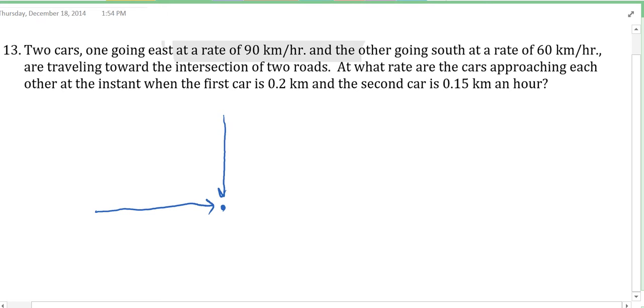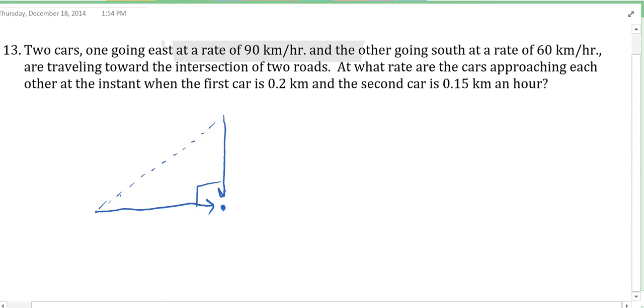Yeah, so I'm just tricking you. And they're giving you their rates of change, so like this, and we want to know how fast the distance between them. At what rate are they approaching each other? So they're asking for the rate of change of the distance between them, which is this. And that makes that right triangle right there.